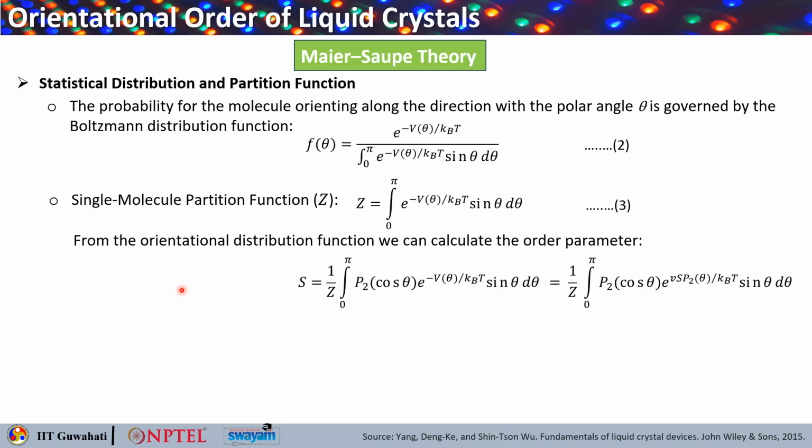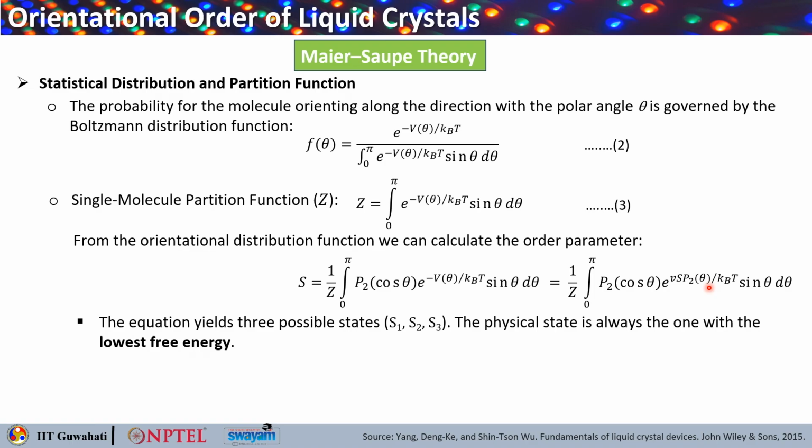From the orientational distribution function, we can calculate the order parameter S, that is 1 over Z times the integral of P2 cos theta into e to the power minus V theta by kBT into sin theta d theta. This part remains the same, so minus V theta can be written as small nu S P2 theta. That way you can express the order parameter.